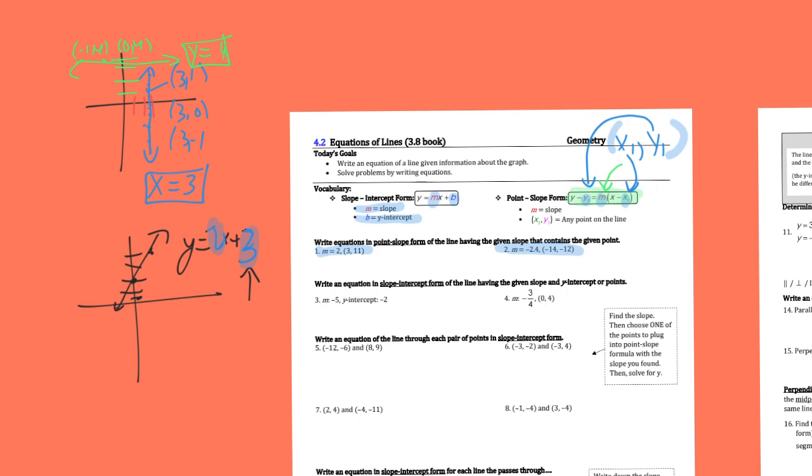So let's try that with a couple questions. If you can, from the graph, go straight to y equals mx plus b, awesome. But sometimes you need to use point slope to help you get to another form of the equation of a line.